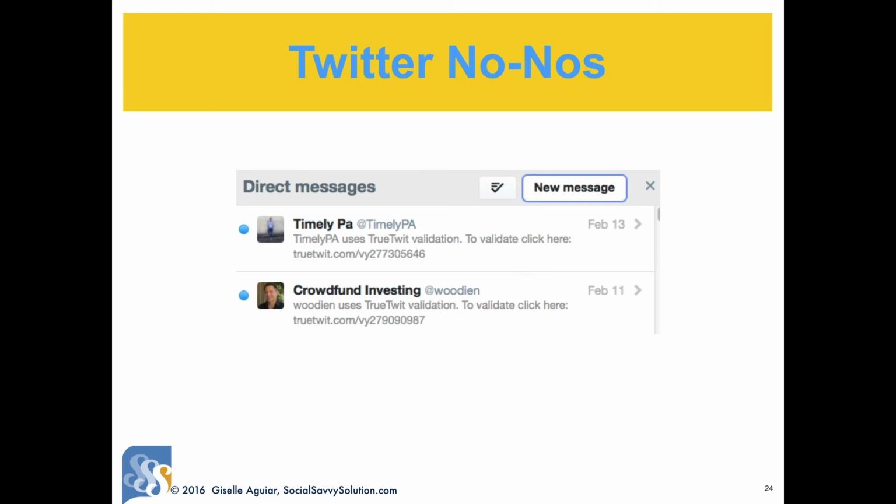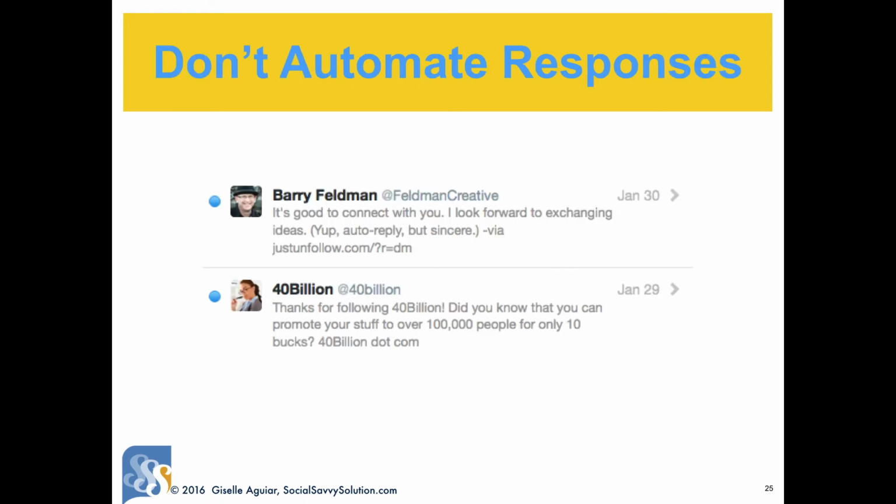Some other Twitter no-nos, okay? Don't use true twit validation. Don't make people jump through hoops to follow you. Don't automate responses. You can automate too much, so you still have to be social. I love this one guy. It's good to connect with you. I look forward to exchanging ideas. Yup, auto reply, but sincere.